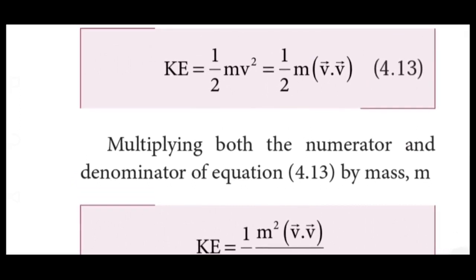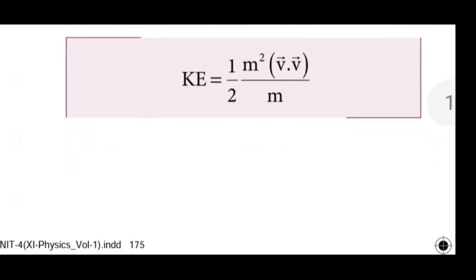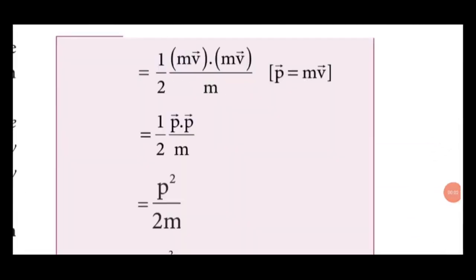That means 1/2 m into v dot v. So m is multiplied by another m and divided by m. If m is multiplied by m, we get m², and the denominator is m. So we will get KE = 1/2 m² v·v / m. So this m² by m times v into v, we are taking m² as m into m. So m into m, v into v. We are able to write this equation as 1/2 into mv into mv by m.